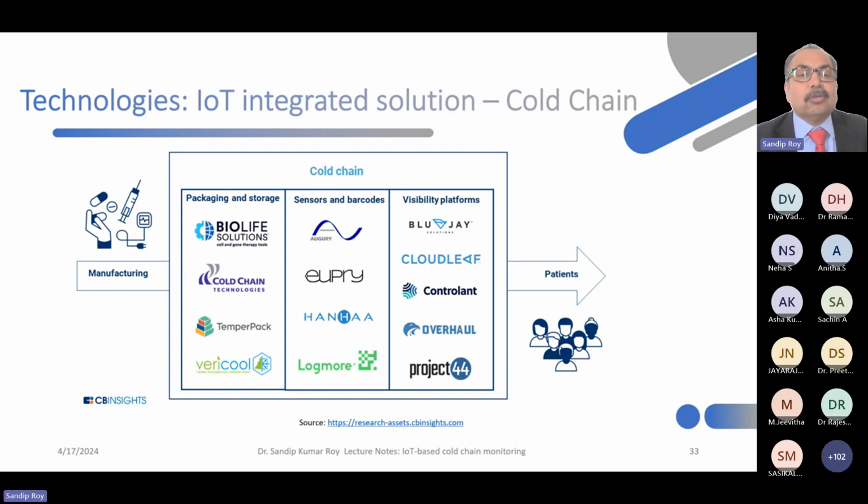These are some of the solutions that are available. Those who are interested can see. So sensors and barcodes, packaging and storage, and this visibility platform. Visibility platform means it shows you how, using mobile, you can track and see things. So that is where it is.